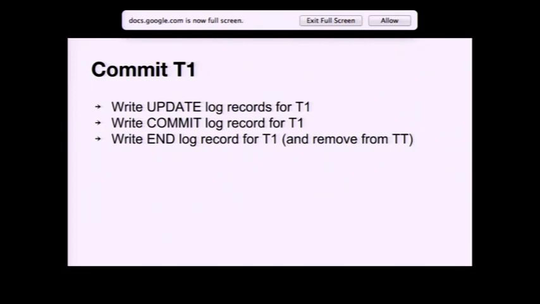So we write all of the update log records. After we're done with those and we're prepared to commit, we'll write a commit log record right now. So we'll say T1 commit. That'll exist in the log. But we're not done yet. We need to do one more thing, which is we need to write an end log record for T1. And also when we do that, this is the point where we update the transaction table in memory.